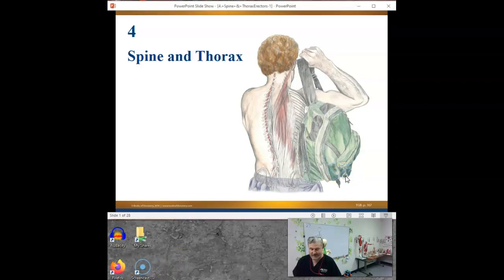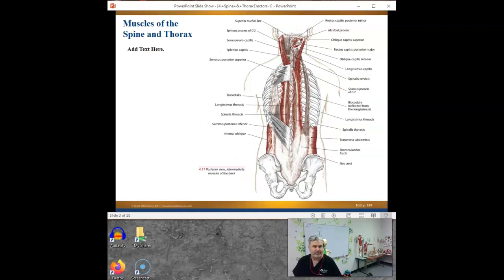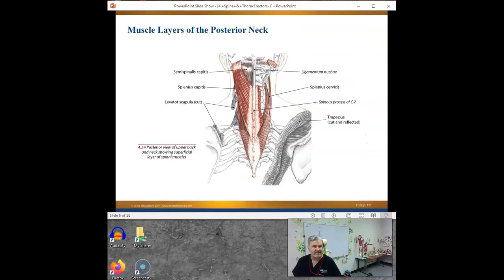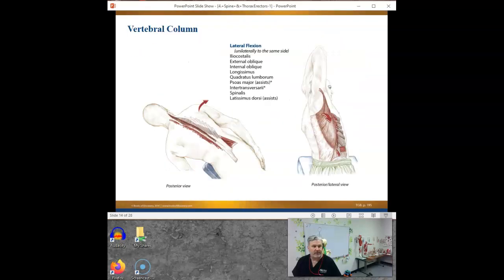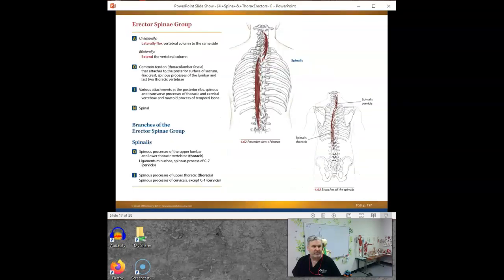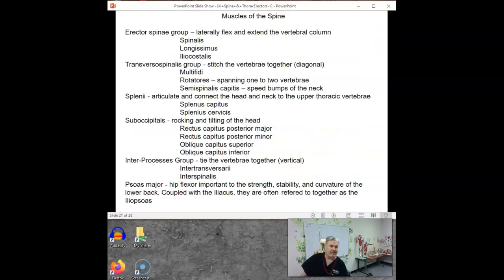So let's look at the back in a little bit more intimate detail. Let me show you some pictures here. Bear with me.